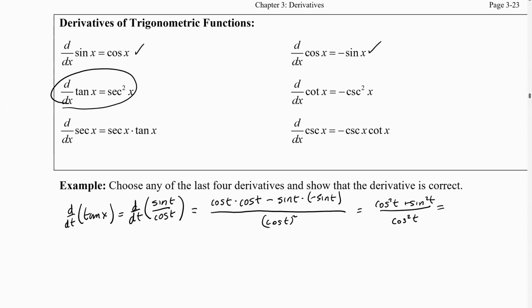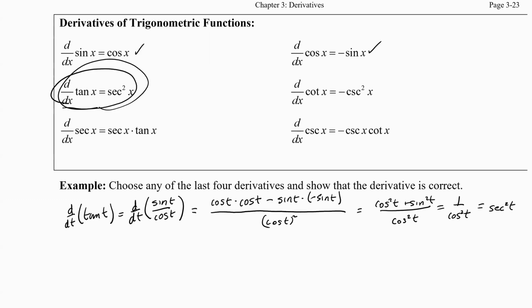Oh wait, cosine squared plus sine squared, that's 1. Wait, 1 over cosine, that's an identity as well. That's secant. So 1 over cosine squared is secant squared. And that's exactly, I don't know why I switched from x's to t's. Let's put that back there. Do it all in t's, do it all in x's. It's all the same. And so we can show that that's a true statement.